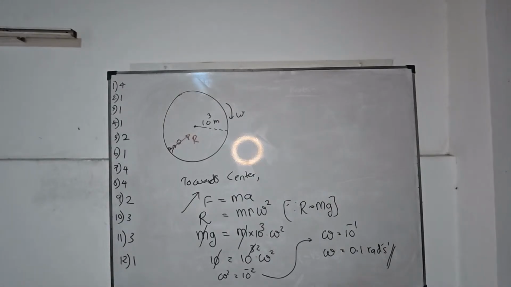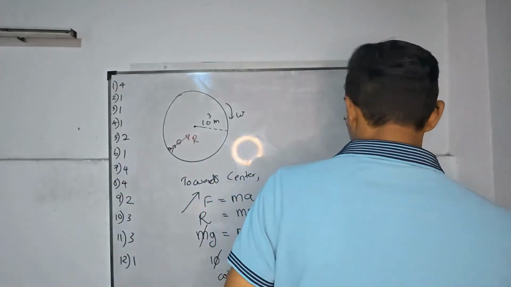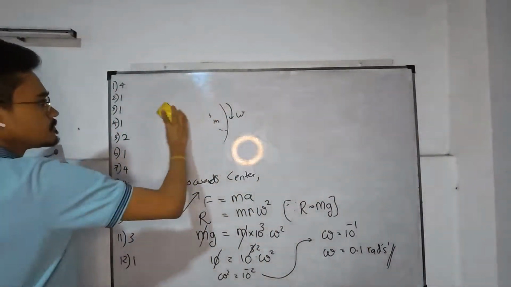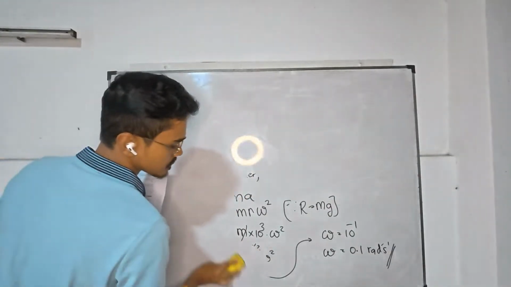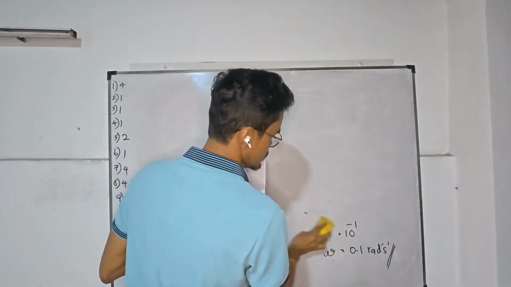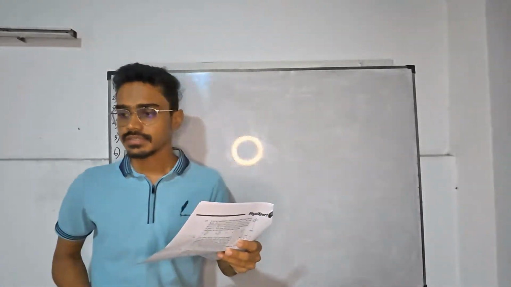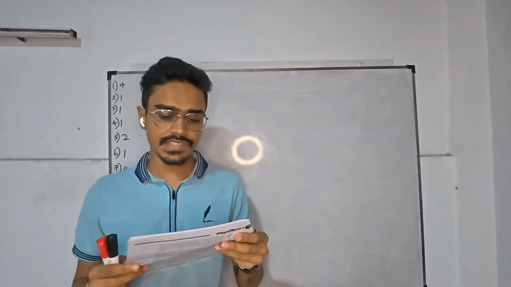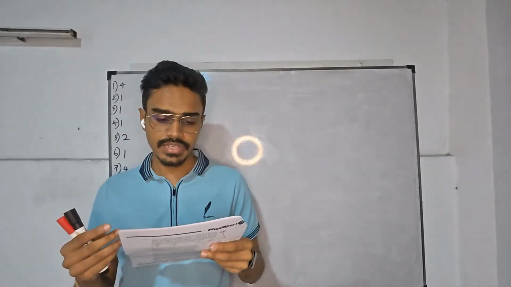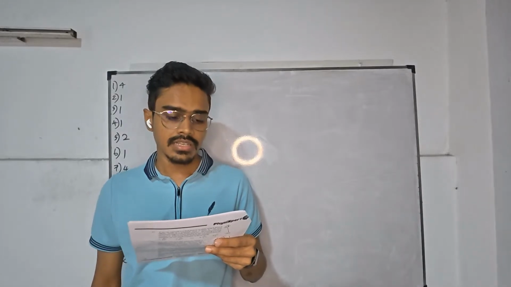Okay, next, 13. It says a small object of mass m is suspended by a string of length L and is allowed to move in a horizontal circular path about the vertical axis passing through O, as shown in the figure. If the air resistance is negligible, the velocity of the particle is?